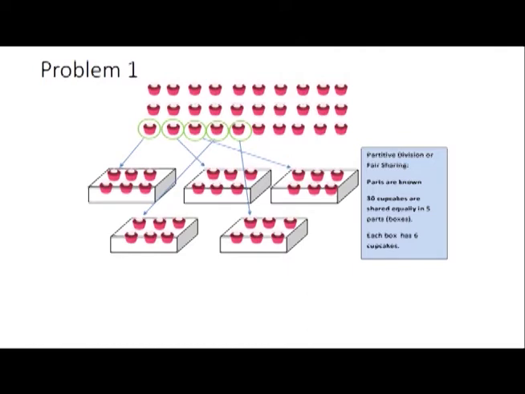As we said, this is partitive division or fair sharing. In this case, the parts are known. The parts in this case being boxes, so there are 5 boxes. We knew that the 30 cupcakes had to be shared equally, and so we did. And our solution, our answer is 6. So we have 6 cupcakes in each box.